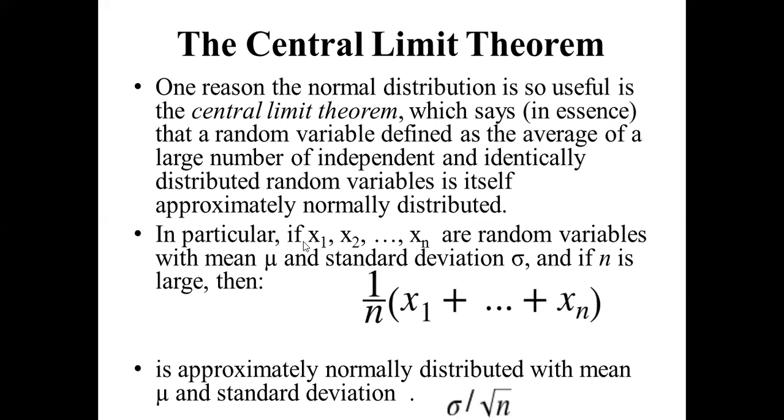In particular, if x1, x2, up to xn are random variables with mean mu and standard deviation sigma, and n is large, then the average, which we take by summation, is approximately normally distributed with mean mu and standard deviation sigma divided by root of n. You might have studied the addition of continuous numbers; this is the same.